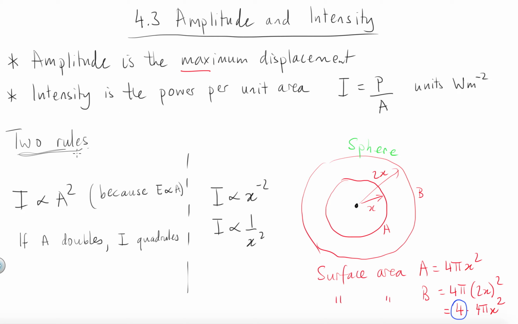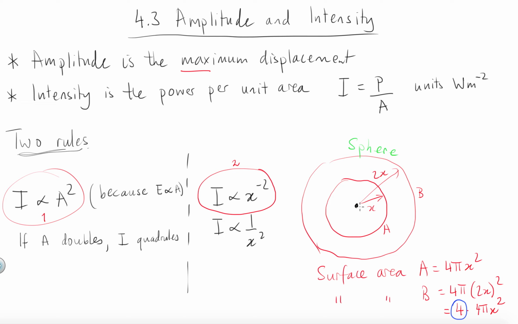There's two rules you need to know about, and one is that the intensity is proportional to the square of the amplitude, because energy and therefore power is proportional to amplitude squared. This means that if the amplitude doubles, so for example I have two waves meeting and adding up, the intensity will quadruple. That's the first rule, which you're given in the data booklet. The second rule is that the intensity is proportional to the inverse square of the distance, or I is proportional to x to the power -2, which is the same as I is proportional to 1 upon x squared.